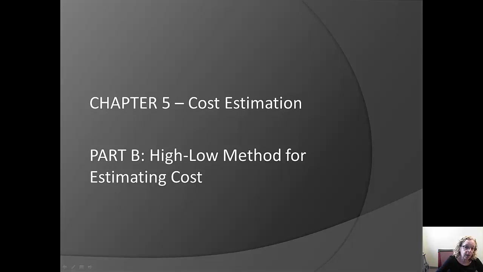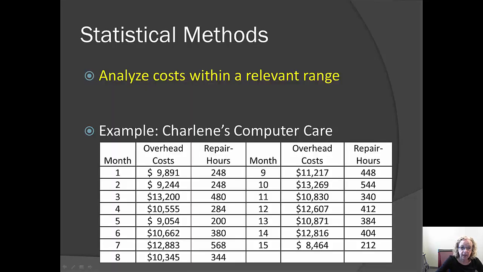In this session, we will be looking at a more sophisticated technique called the high-low method to estimate future costs. Here is data that Charlene's Computer Care has gathered over 15 months. They collected information about their total overhead costs and about the number of hours that they spent repairing computers.